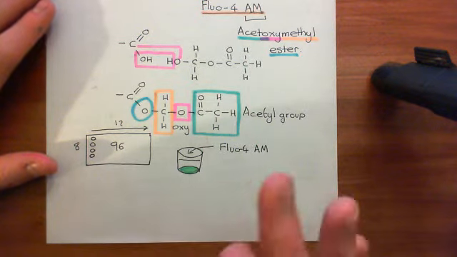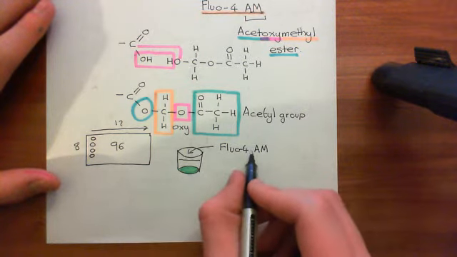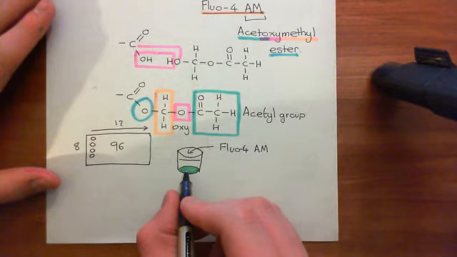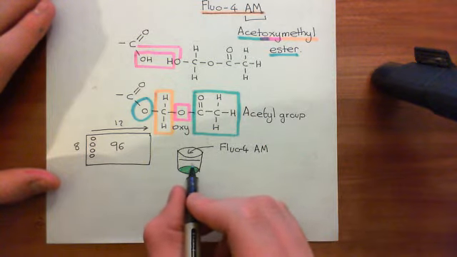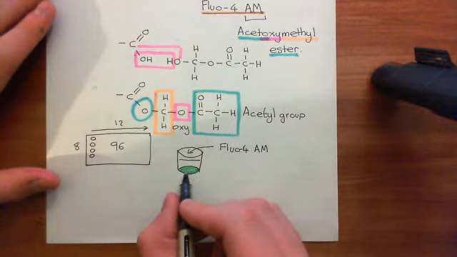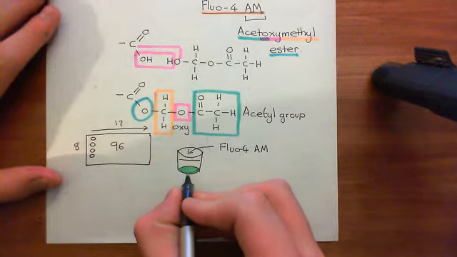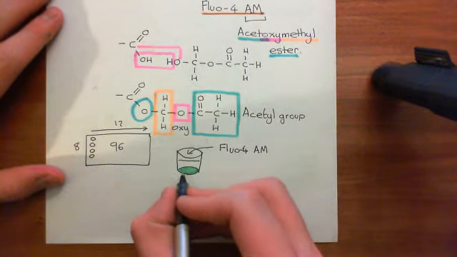During this hour-long incubation period, these Fluo-4 AM molecules will be moving around the solution, and some of them will just happen to hit cells. They will go through the cell membrane, because they can now easily get through it, and they will go into the cytoplasm of these cells on the base.